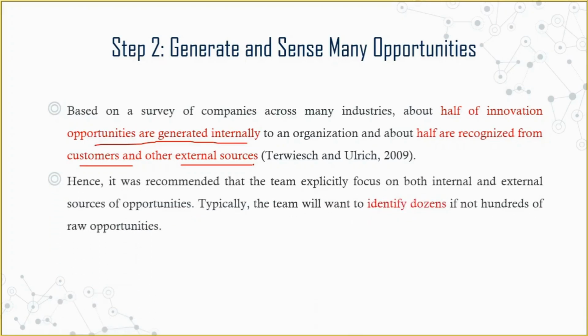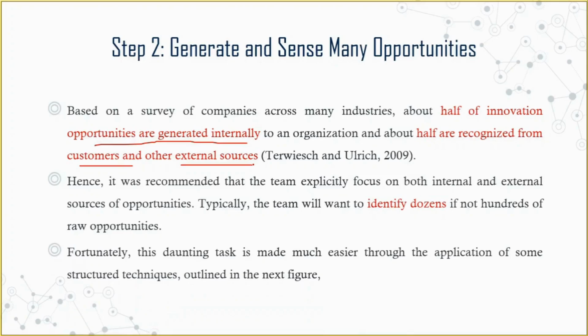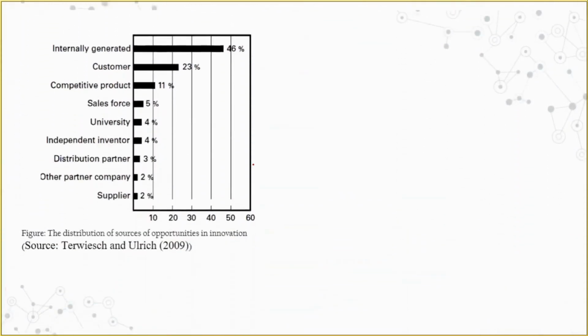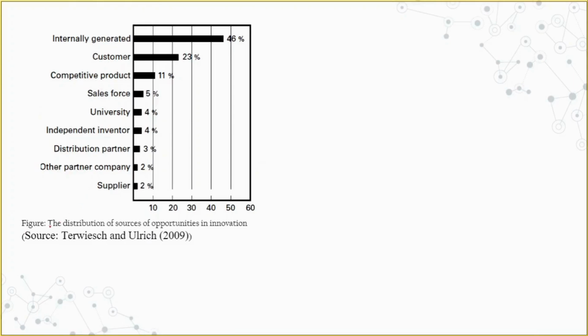Then ultimately we have to identify the raw opportunities, whether they are internal or external. So we have to think about externalizing the opportunities as well as focus on the internal opportunities. This is a figure that you can see. This figure shows the distribution of sources of opportunities and innovation. Internally generated opportunities are 46%. You can take feedback from the users, and 23% of opportunities can be generated. You can look at the existing product, and 11% of opportunities can be generated.